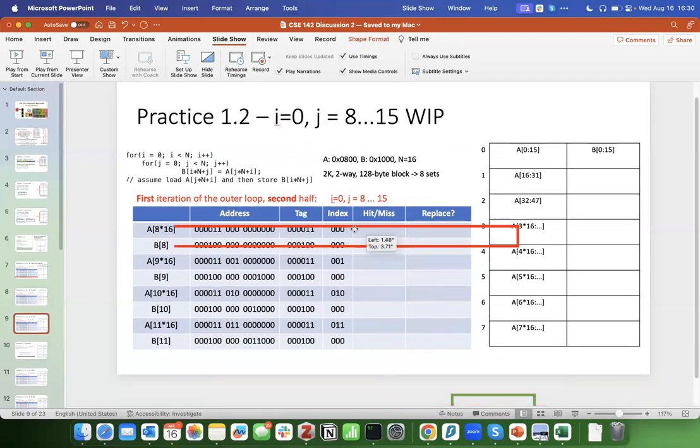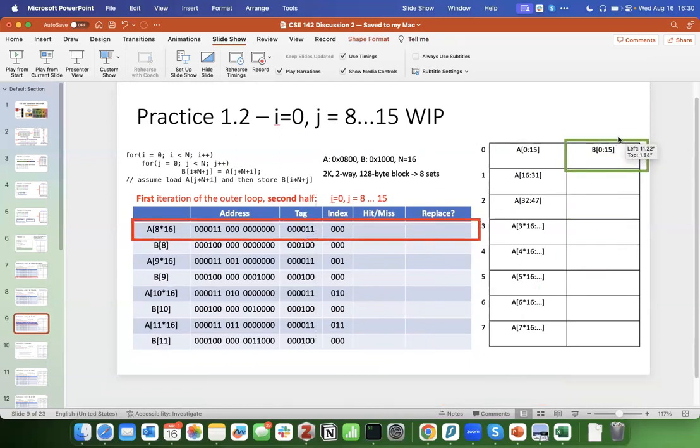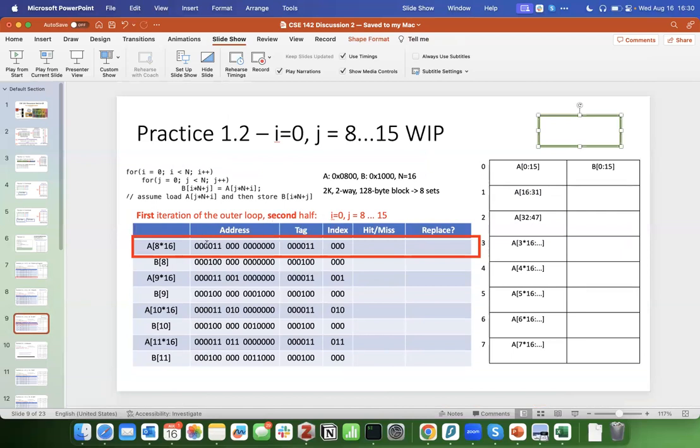So I have this box over here. And now what I'm looking at on A, well, I'm trying to write it in a more abstract way, or in a shortened way. This is A, 8 times 16, when J equals 8. 8 times n plus I. So that's 8 times 16. Again, index 0, 0, 0. Wow, I do run into some issue, right? This is index 0, 0, 0. So I will search through my set 0 to see if there's a matching tag. And that is not this one, it's not this one, so it's not in the cache.